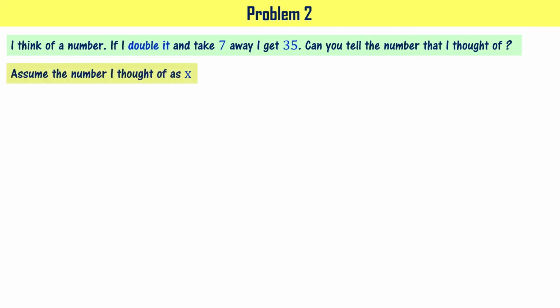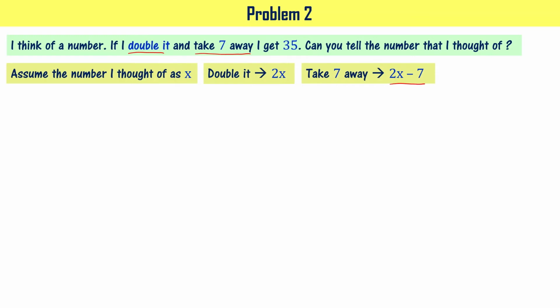Let's assume that the number I thought of is x. The first statement is you double it, right? So when you double it, it becomes 2x. The next statement is take 7 away from that. It means it becomes 2x minus 7, right? So then it is going to be equal to 35. That is what is given. It means 2x minus 7 is equal to 35. This is a linear equation in one variable, right? Let's solve this equation to find the number I thought of.